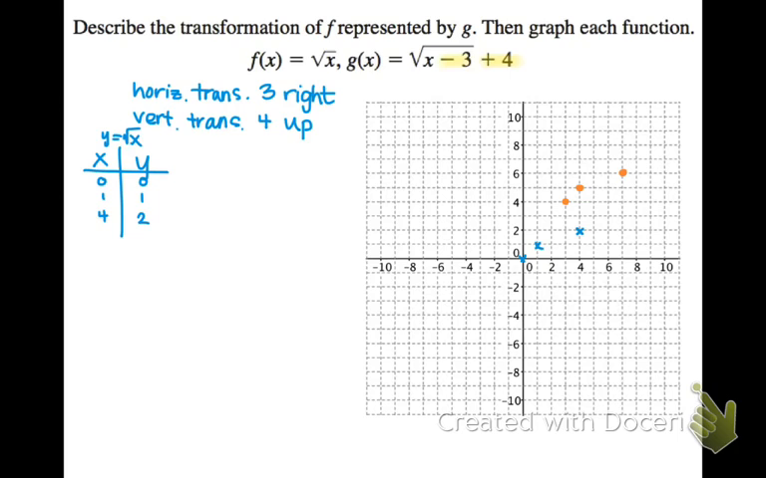Now remember, this graph stops at 0. It does not connect through. So our graph is only going to be this little section right here. And so that is our transformed graph. Since it said to graph each function, I guess we could go ahead and make these into dots and graph the other one there. So you can compare the two. This one is f of x, and the orange one is our new function, g of x. Okay, let's look at another example.